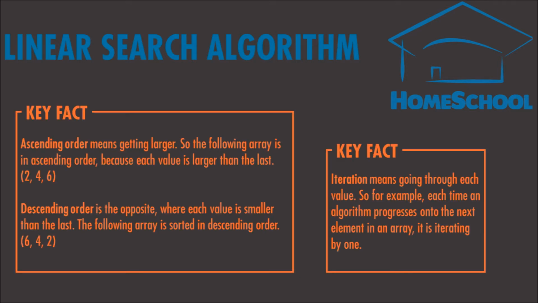Before we begin this section, we should define three terms: ascending, descending, and iteration. Ascending is where values get larger as the structure continues, so the array 2, 4, 6 is in ascending order because each value is larger than the last. Descending order is the opposite. Iteration means progressing through all of the values, so iterating by one means moving on to the next value.